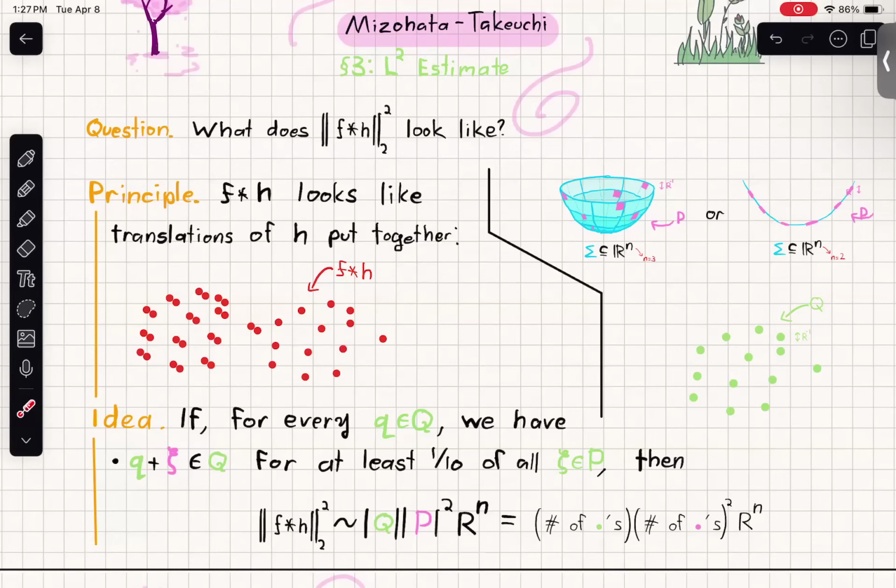We should imagine that this is somehow secretly some sort of lattice. And so we can pick it up and copy-paste it and put it back down on itself, and we're going to get a lot of overlap.